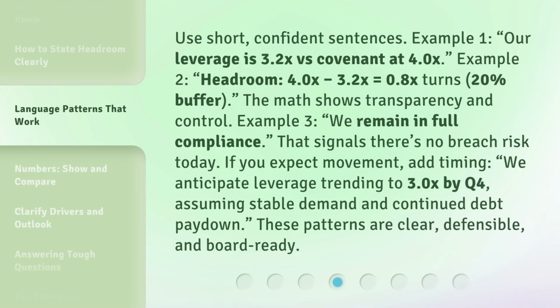Use short, confident sentences. Example 1. Our leverage is 3.2x versus covenant at 4.0x. Example 2. Headroom, 4.0x minus 3.2x equals 0.8x turns, 20% buffer. The math shows transparency and control.